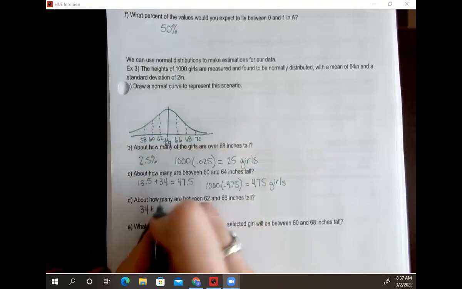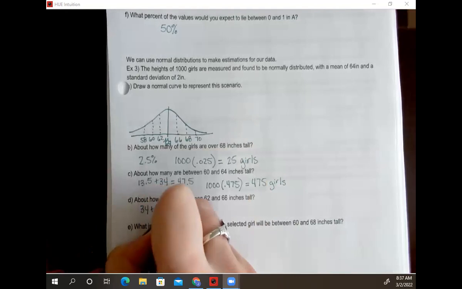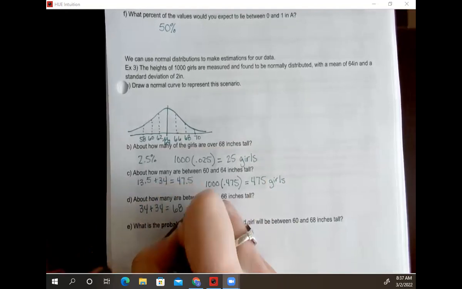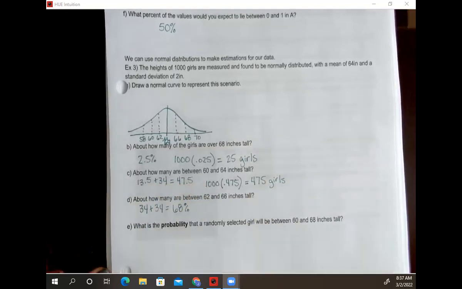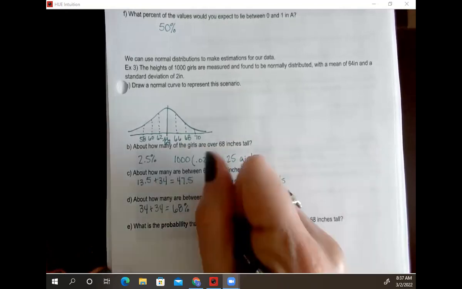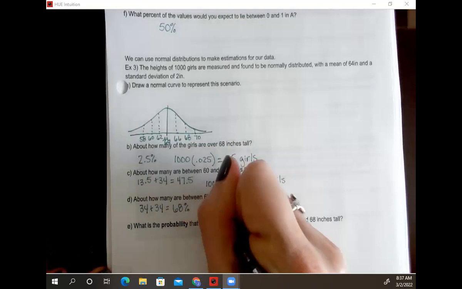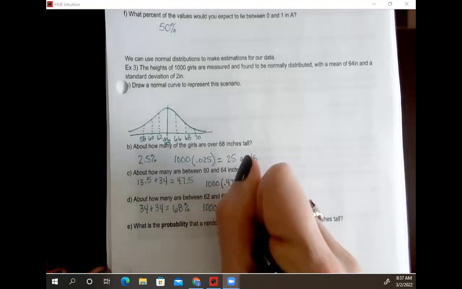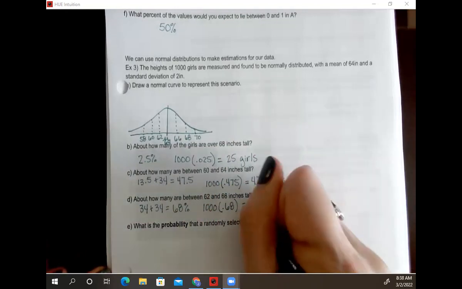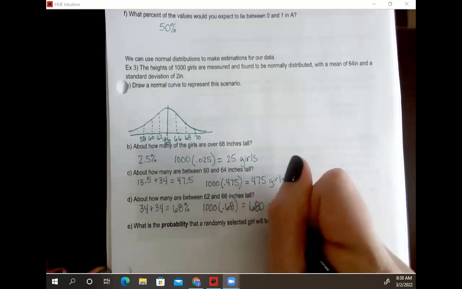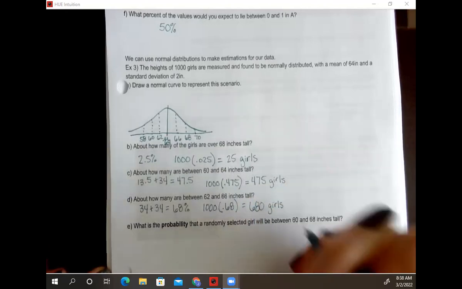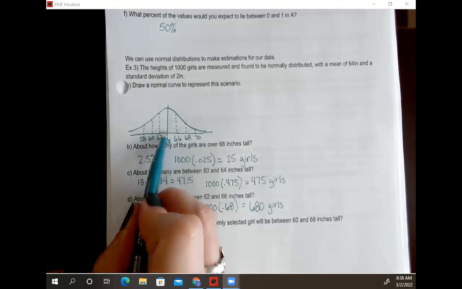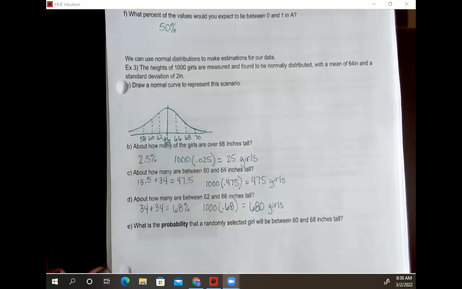and this chunk is 34%. So I'm looking at 68% of my girls should be between 62 and 66 inches tall. So if I had 1,000 girls, find 68% of them. That would be 680. Okay. More than half are within 1 standard deviation of the mean. That's what I expect for a normally distributed set.